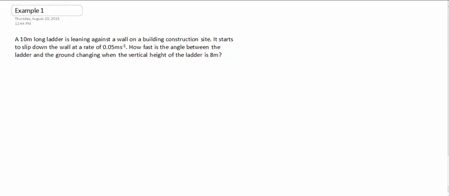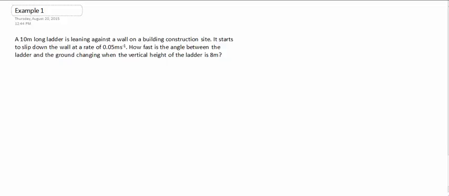So here we go with related rates once again. Now we're talking about related rates and throwing in our knowledge about derivatives with trigonometry. So we have our 10-meter long ladder leaning up against the wall on a building site, and it starts to slip down the wall at a rate of 0.05 meters per second.